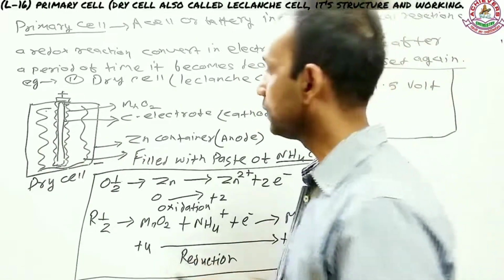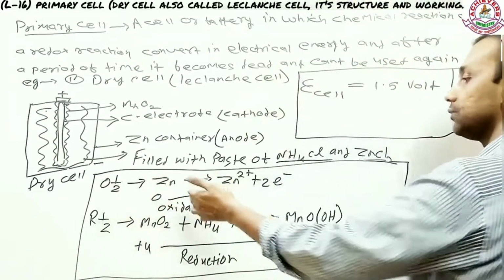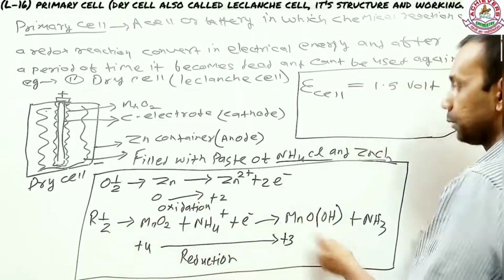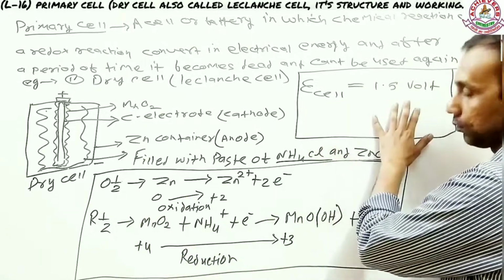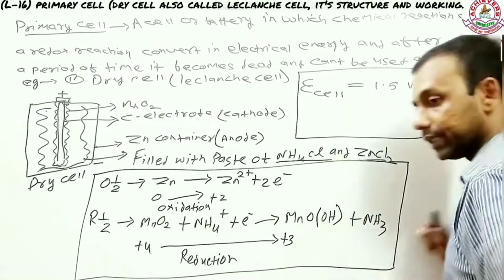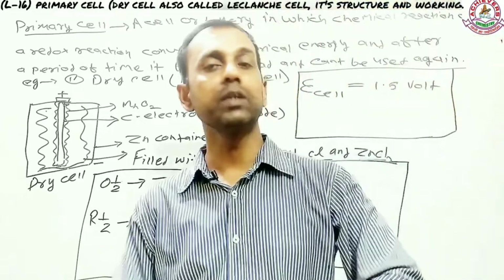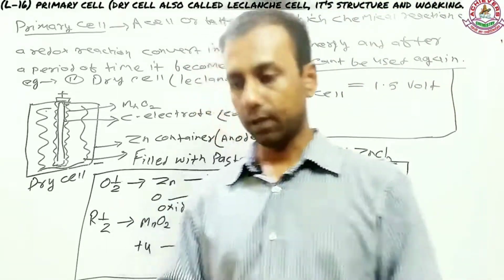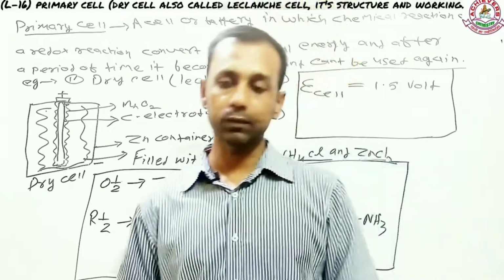Now the question is, how does it work? On the oxidation part, zinc undergoes oxidation, and on the reduction part, Mn undergoes reduction, and it produces a potential difference of 1.5 volt. But there is a limitation, which I told you, that it does not produce constant voltage, right? So this is about the dry cell. I'm coming to the next part right now.